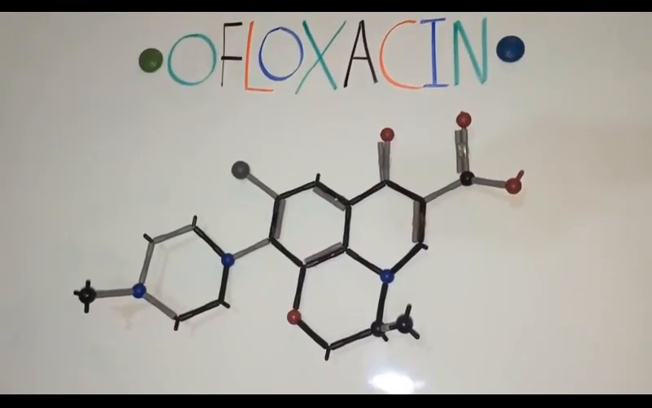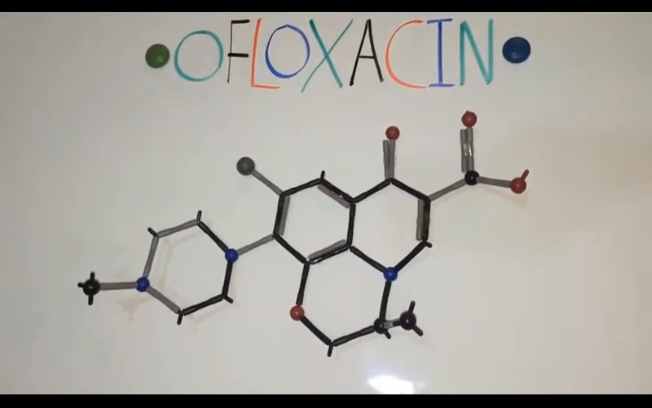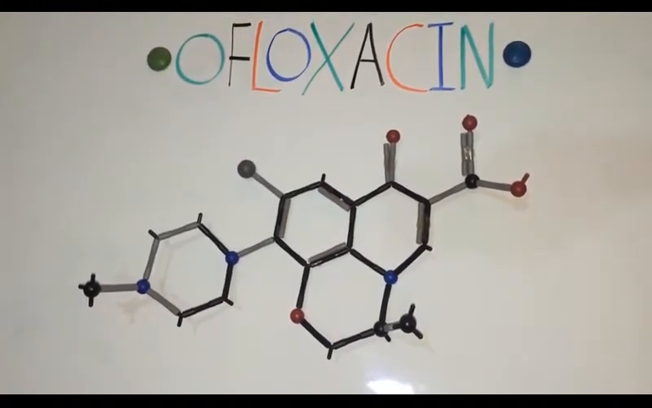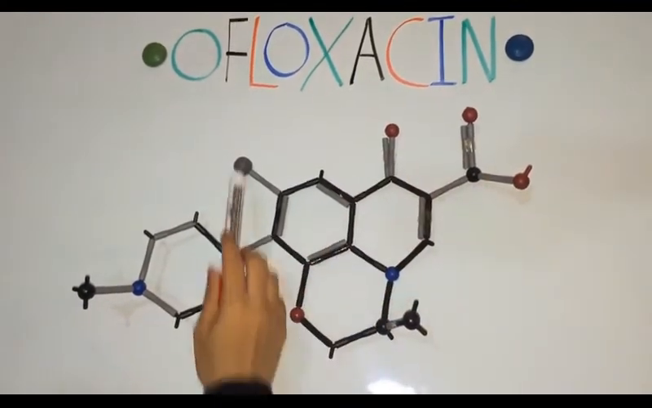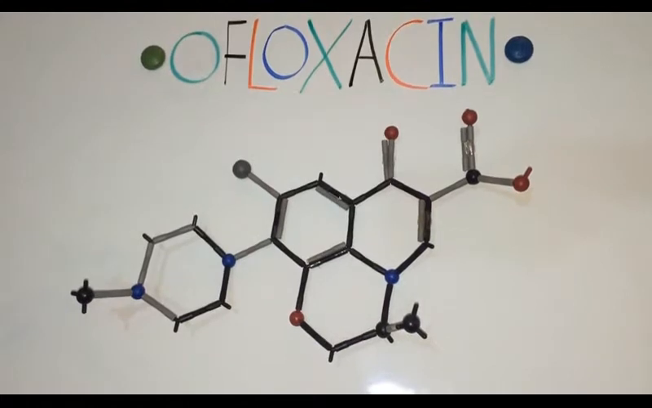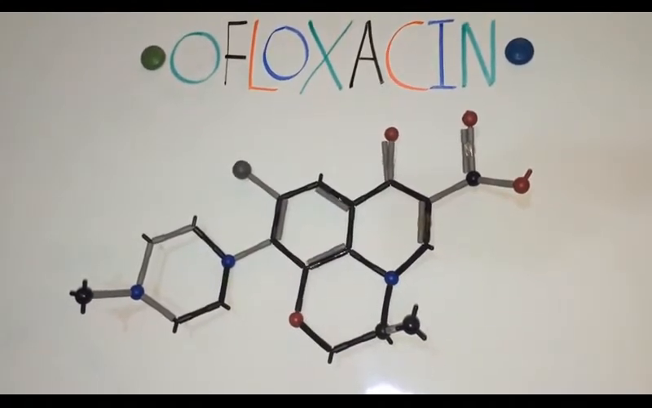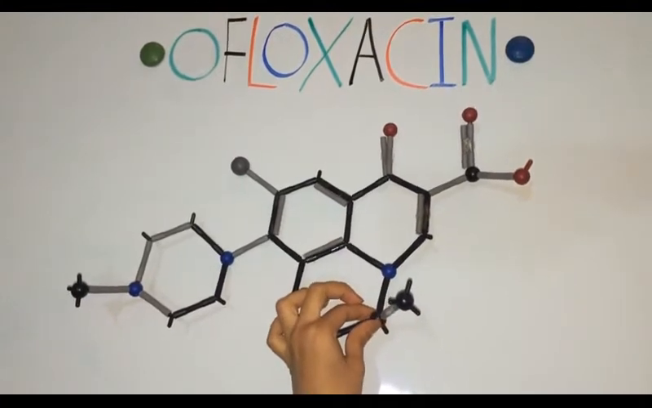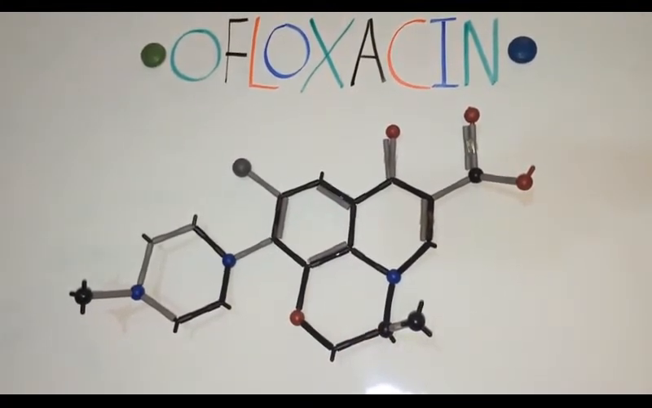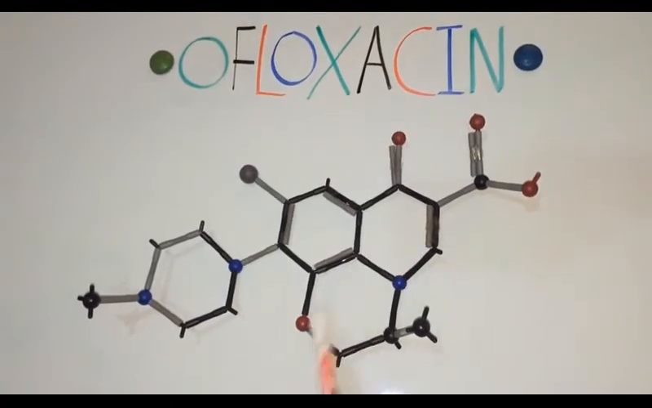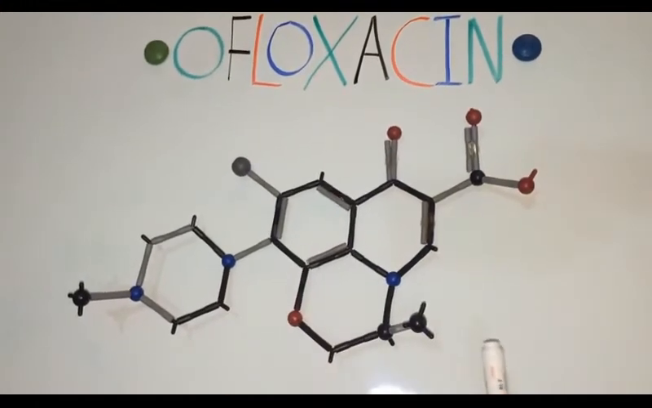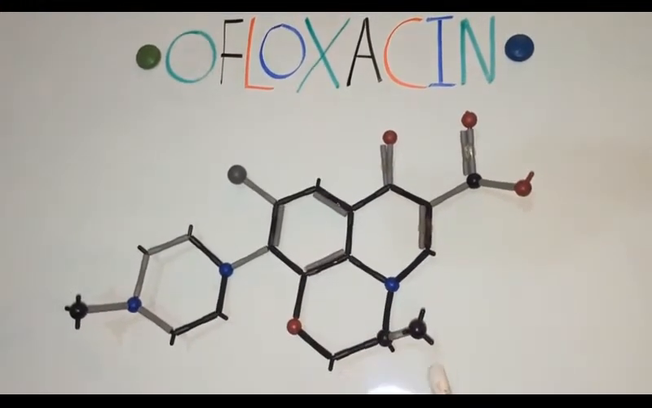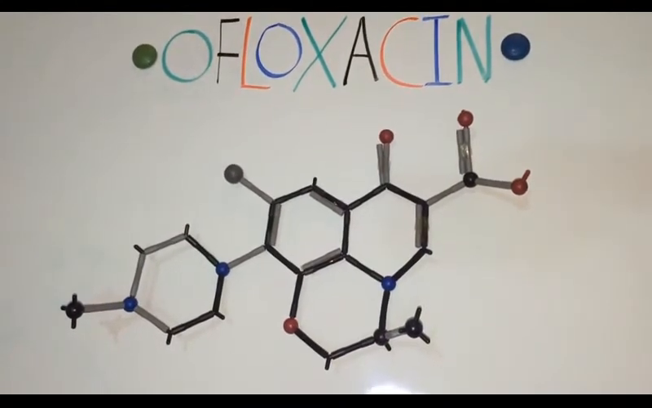The structure of ofloxacin. In this video, I'm going to explain the structure of ofloxacin. Ofloxacin consists of 18 carbon atoms, 20 hydrogen, 3 nitrogen, 4 oxygen, and 1 fluorine. Chirality of ofloxacin. Ofloxacin has only one chiral center, which is this carbon atom, because it binds to four different groups, which are this nitrogen atom and this carbon atom, which binds to hydrogen and oxygen, and the methyl group and hydrogen.